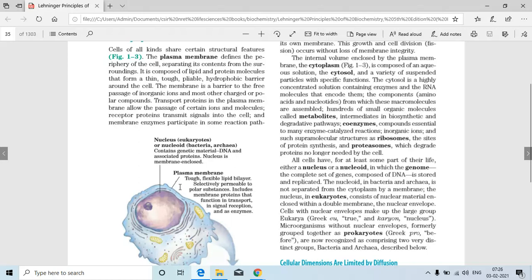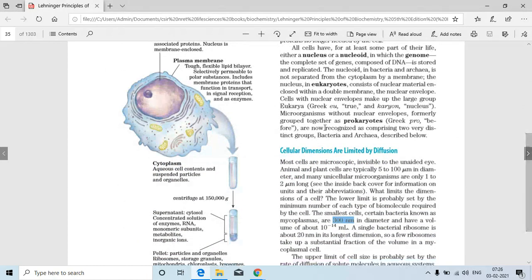Now there is also the presence of a nucleus or nucleoid. This nucleus consists of genetic material or DNA. This nucleus is also membrane enclosed. This nucleus consists of DNA, and DNA is responsible for the transfer of information from one generation to another generation.